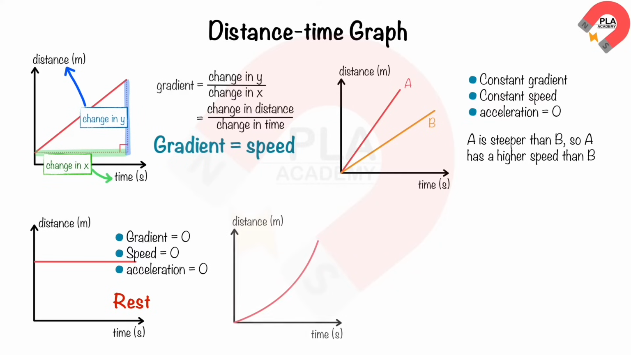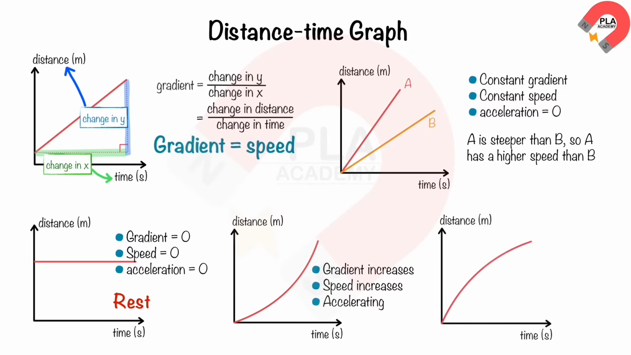A curved graph with an increasing gradient indicates the object is moving at increasing speed, and it is accelerating. A curved graph with a decreasing gradient indicates the object is moving at decreasing speed, and it is decelerating.